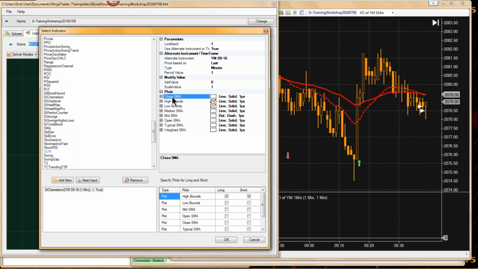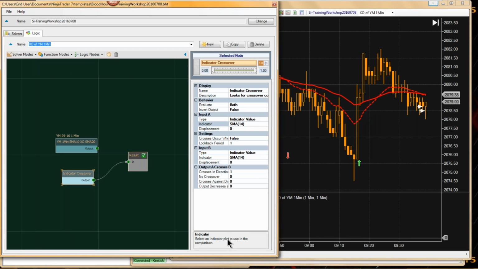Right, so I can get the closing price from the YM chart, or I can get the median price from the YM 1 minute chart. You know, whatever price I need, that's what I can get right from down here. So I can grab the typical price if I want to. And so let's just say I grab the typical price, and it's going to be coming from the YM and a 1 minute chart. And I can click OK.